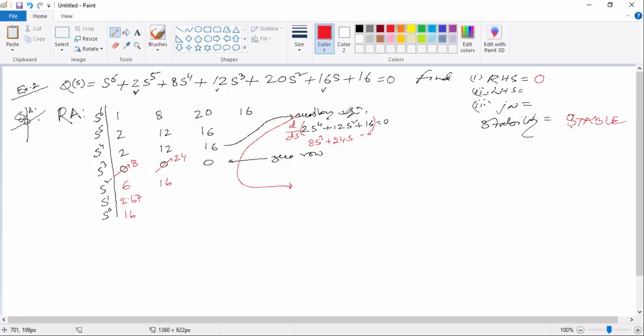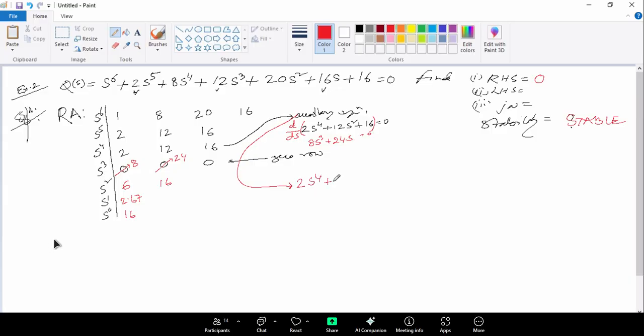What is the auxiliary equation we have written first? Sir, 2 s to the power 4 plus 12 s square plus... Oh, you are calculating yourself. Good. 12s square plus 6.